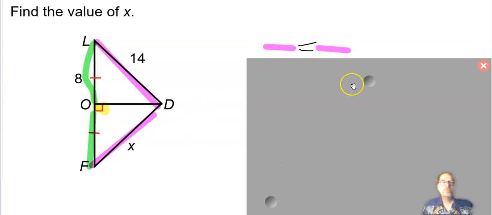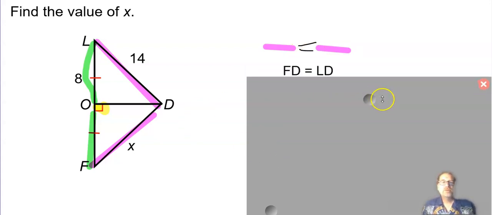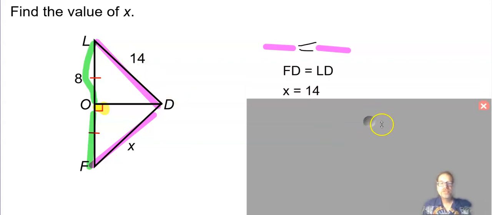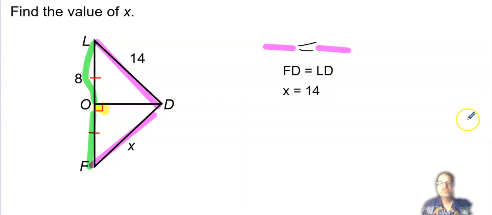All right, so if purple equals purple, what I know is FD, where X is on FD, is going to equal LD, 14. So take out the FD, plug in X, plug in 14 for LD, and now let's solve the equation for X. Well, guess what? X is 14. So we're done.